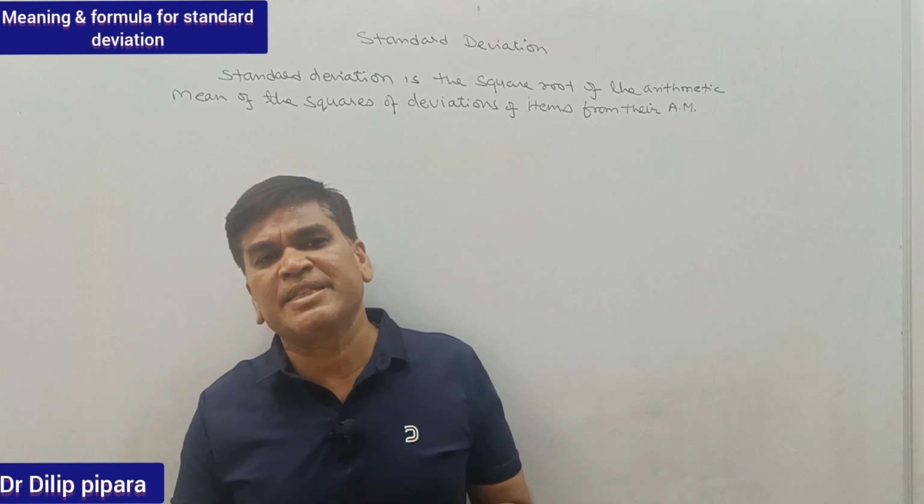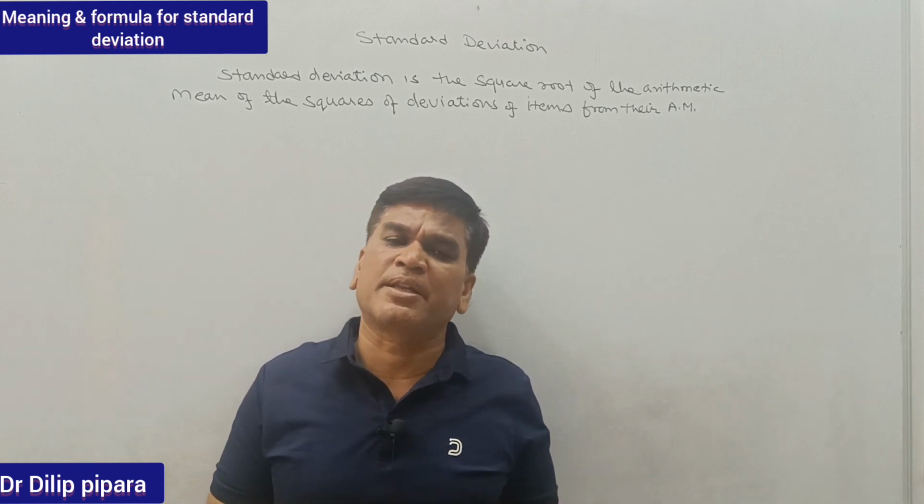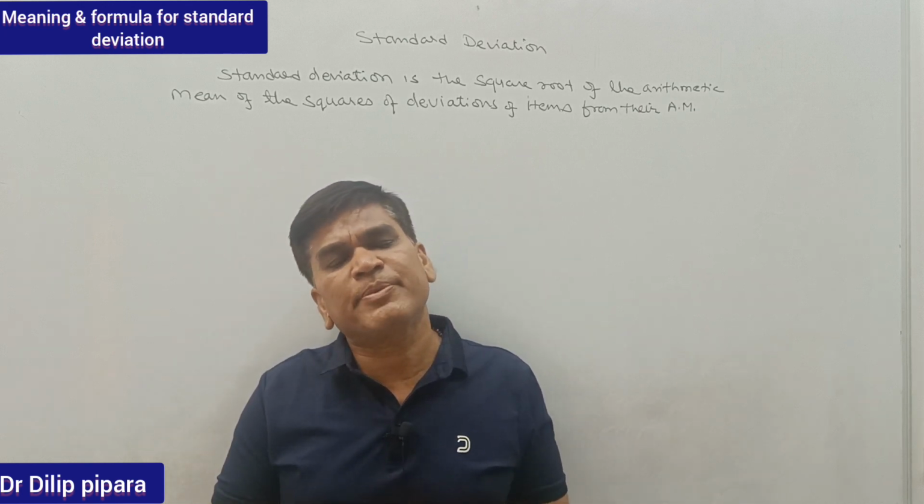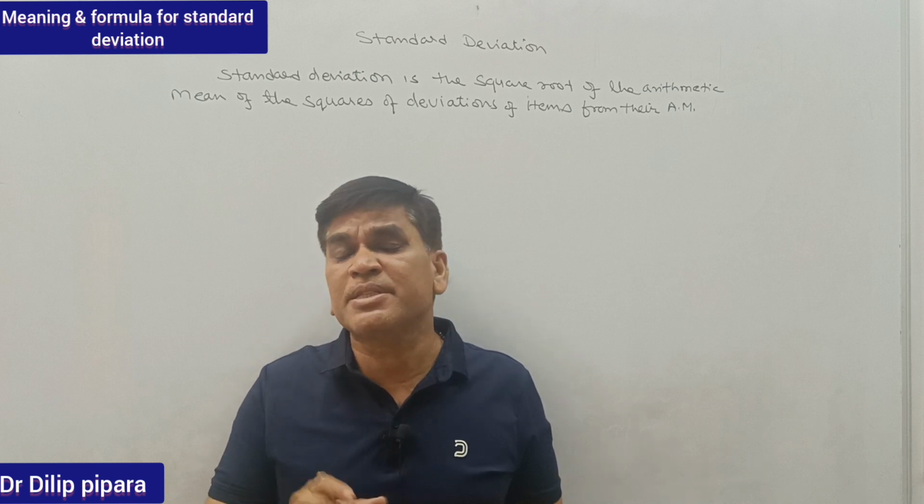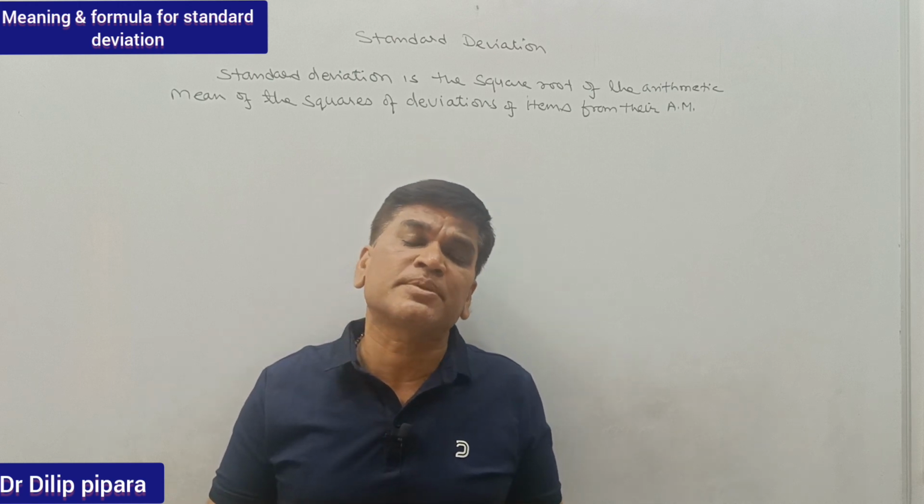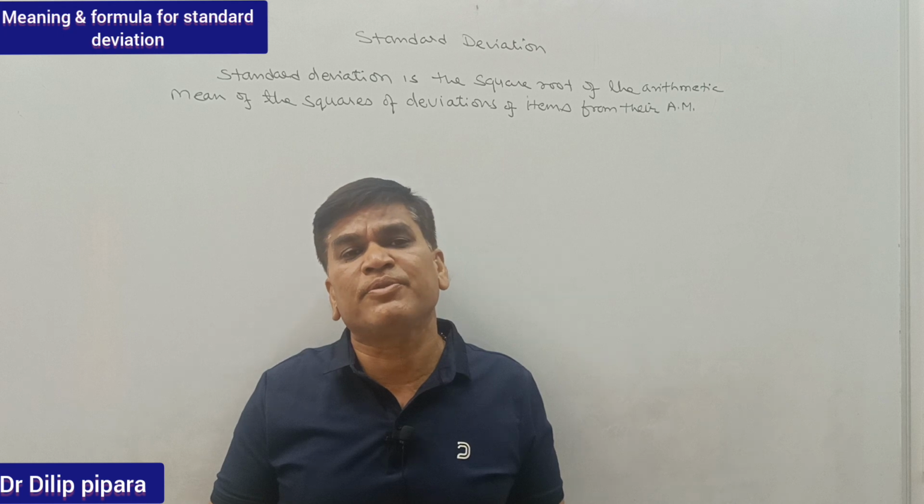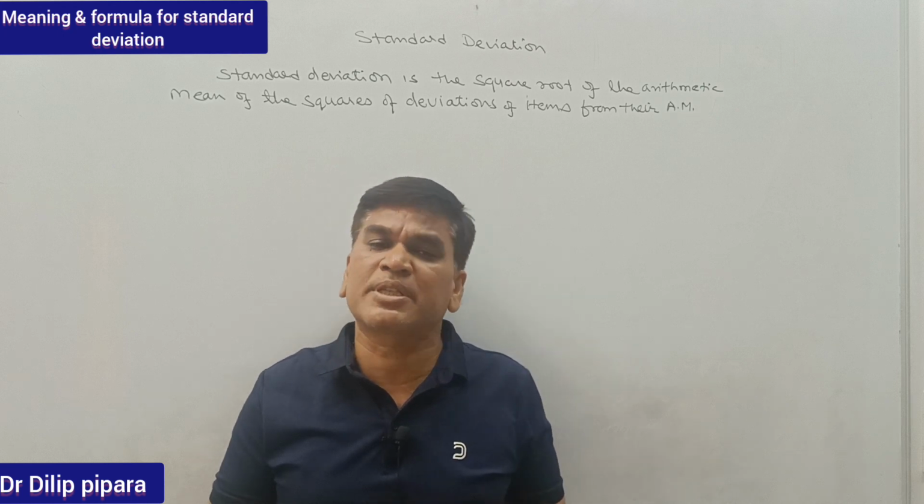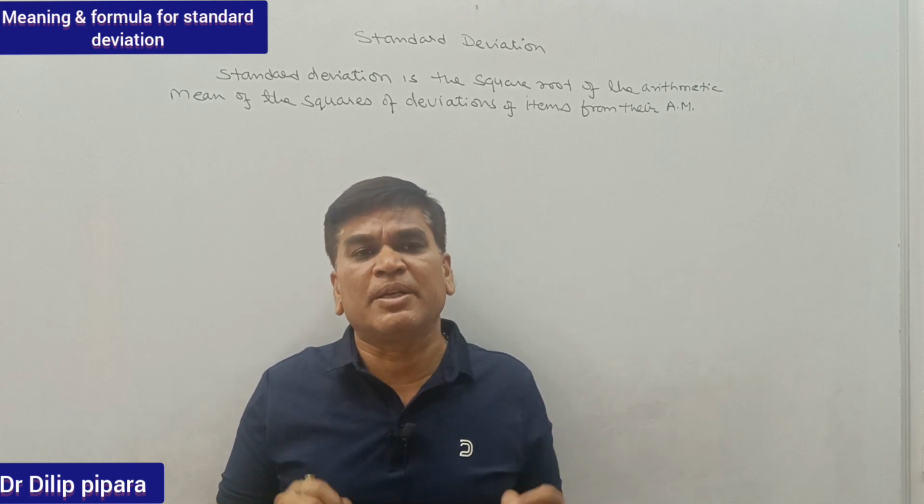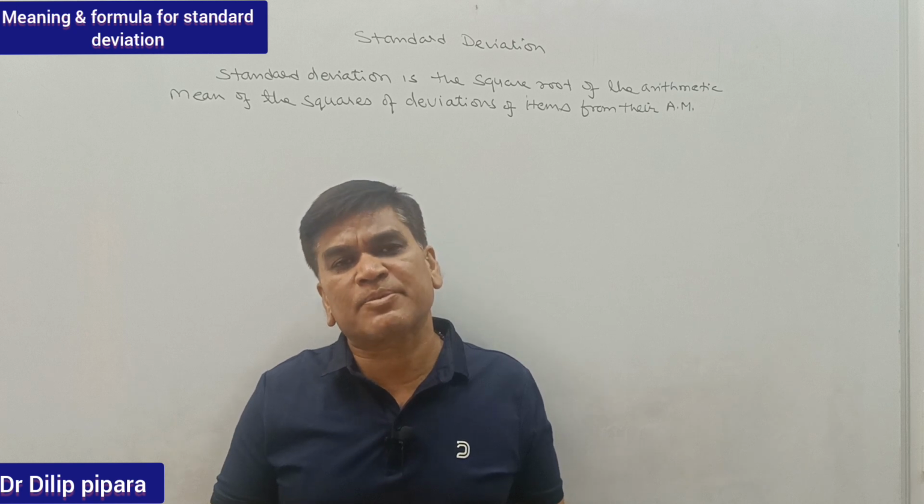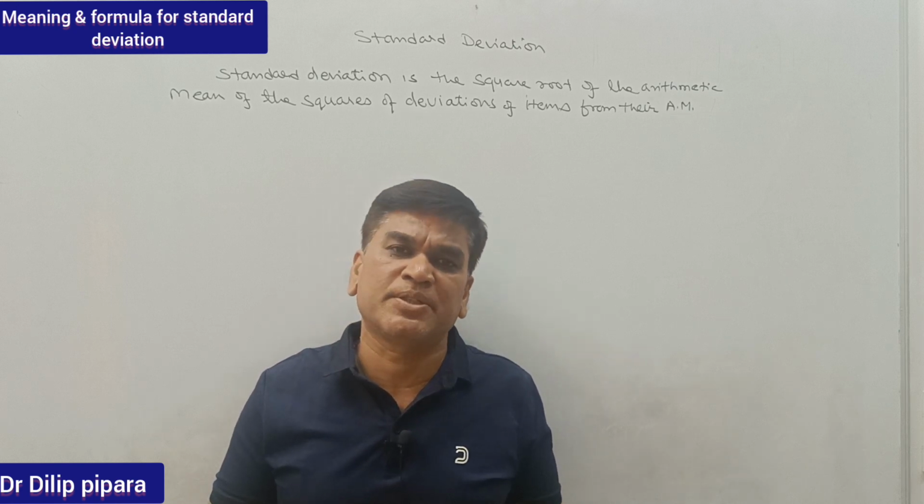As far as the range method is concerned, in the range method we take the difference between the largest and smallest. It means in the range method not all the items of the series are used; we use only the largest item and the smallest item, and with the help of the largest and the smallest we calculate the dispersion.